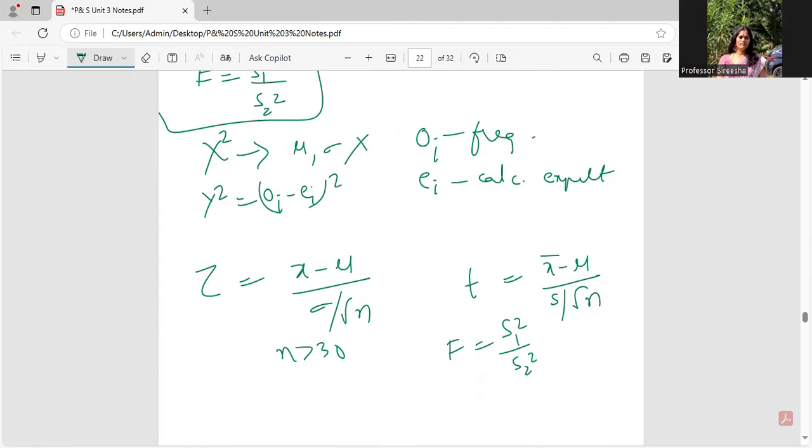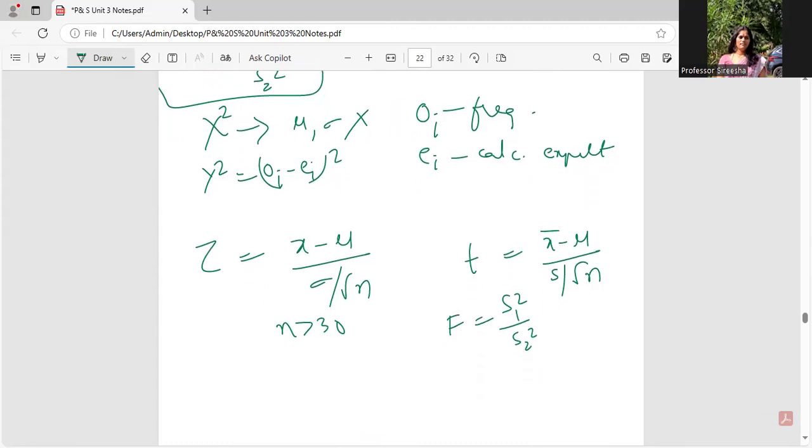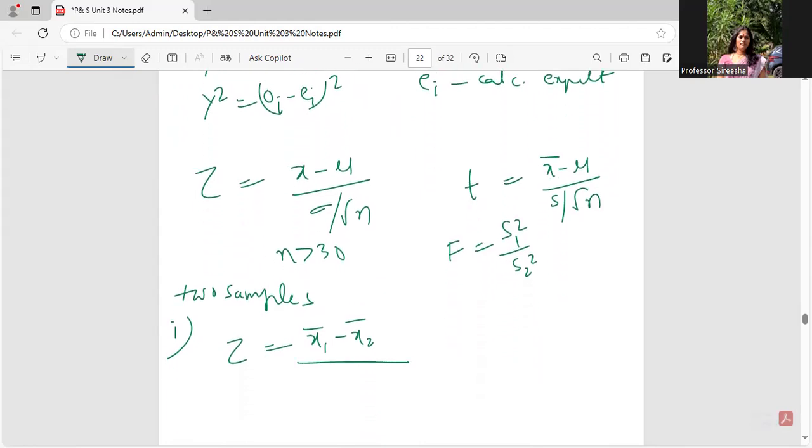Now, in Z, there are a variety of things, guys. Normally it is this. If there are two samples, then I'll have different formulae in Z. Let me write all those formulae so that you understand the gist of what we'll be learning in Z. If I have two samples, then the Z statistic will be x1 bar minus x2 bar by under root of sigma squared by n1 plus sigma squared by n2. This is one formula. If sigma is not available, then it would be S1 squared by n1 plus S2 squared by n2.